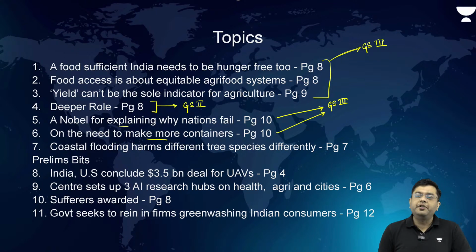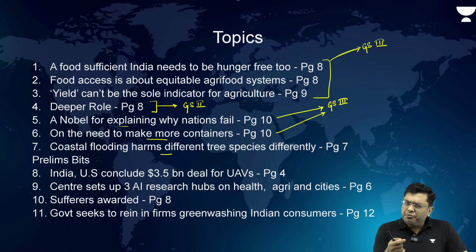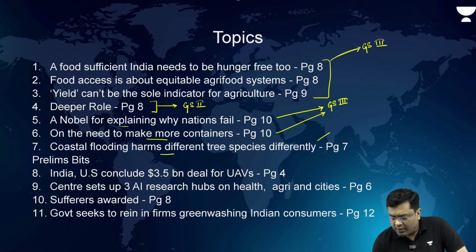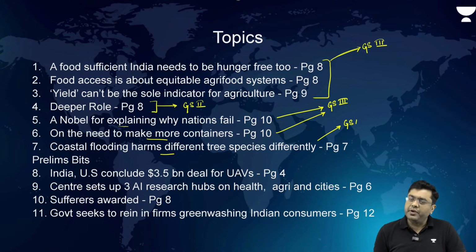Coastal flooding harms different tree species differently. Now, with the help of this, we are just going to take a look at the concept of dendrochronology. So here, again, relevant for your GS paper 1 or mostly GS paper 3. Then few of the articles we are going to refer from a very brief purview, relevant only for your prelims. So India-US conclude $3.5 billion deal for the UAVs, the armed UAVs. Center sets up 3 AI research hubs for health, agri and sustainable cities.